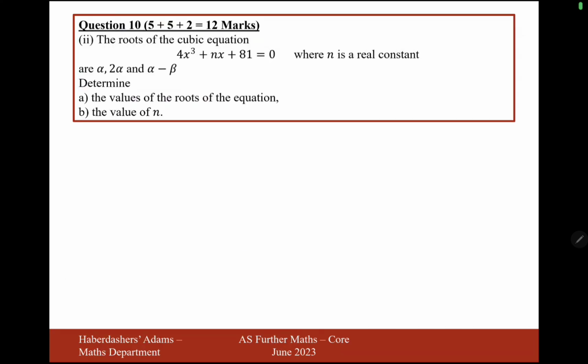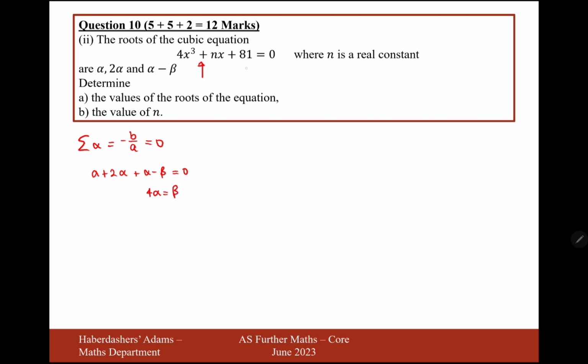Okay, so let's move on to part 2 then. The roots of the cubic equation 4x cubed plus nx plus 81 equals 0 are alpha, 2 alpha, and alpha minus beta. Determine the value of the roots of the equation. The first thing that I've spotted is that the x squared term is 0, which means that the sum of the singles, equaling minus b over a, equals 0. So if I was to add all of my roots together, I get 0. So alpha add 2 alpha add alpha minus beta equals 0. So therefore 4 alpha equals beta.